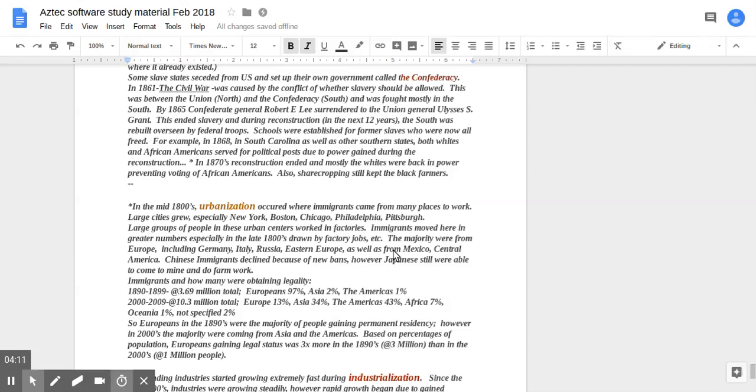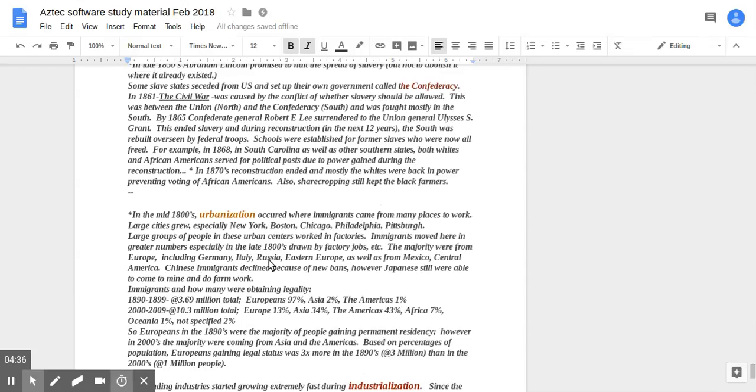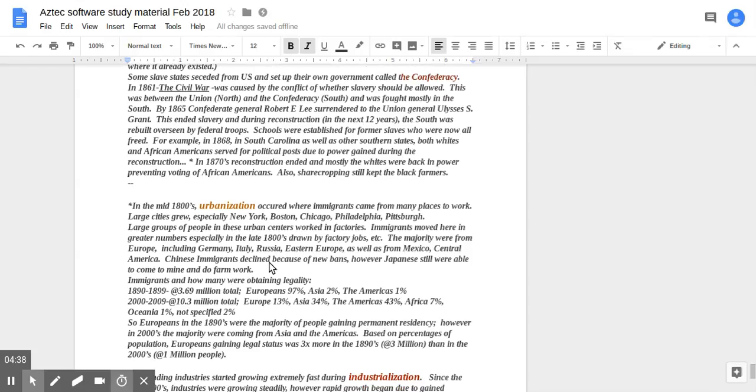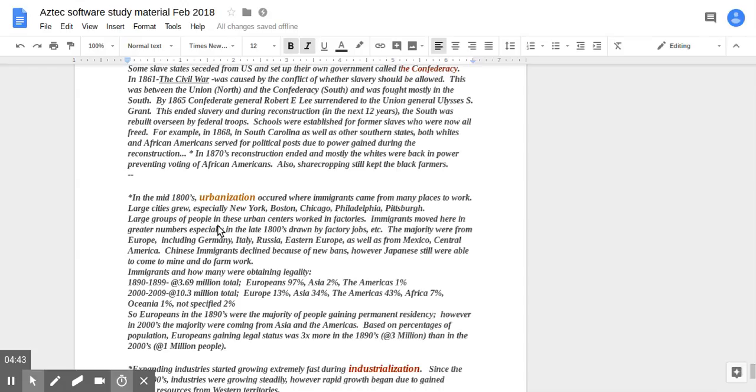The majority were from Europe, including Germany, Italy, Russia, Eastern Europe, as well as from Mexico and Central America. Chinese immigrants, who had been coming previously, started to be banned by the government, so they couldn't come anymore, and their immigration declined. However, Japanese still were able to come to do mining and farm work mostly.